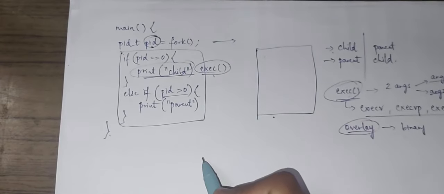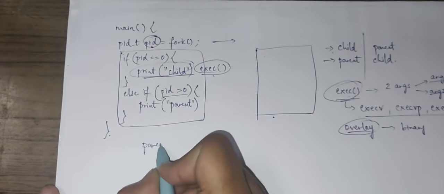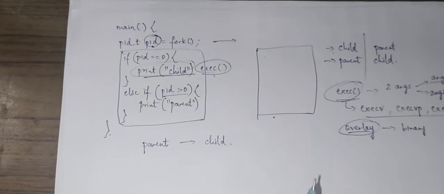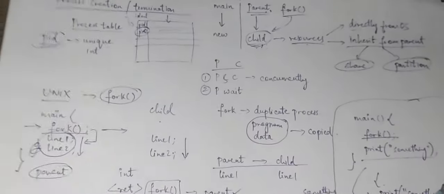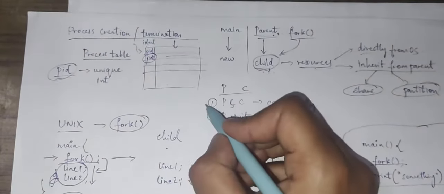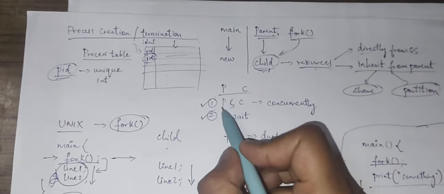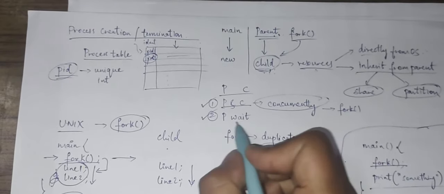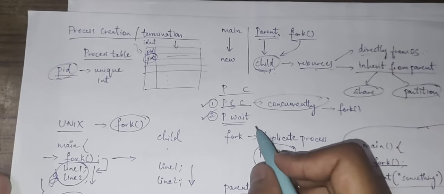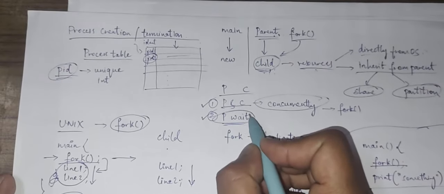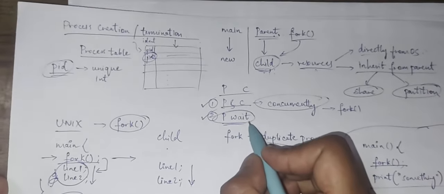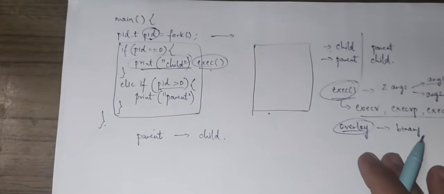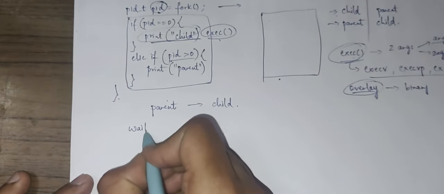Now once the parent creates a child using fork, here we saw that there were two different possibilities of execution. One was that both parent and child would run concurrently, which we saw in the fork example, or we wanted the parent to wait till the child completes. If you want to do this, then we would have to make the parent wait till the child completes. So there is one more system call called wait to achieve this.